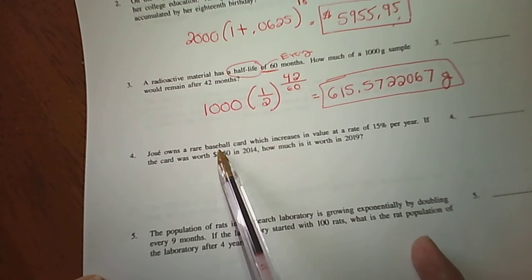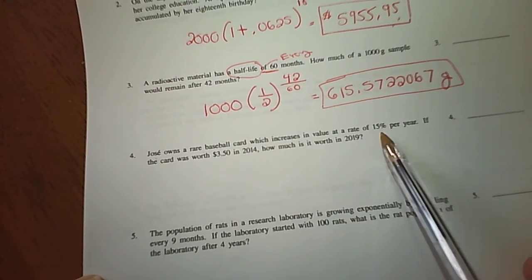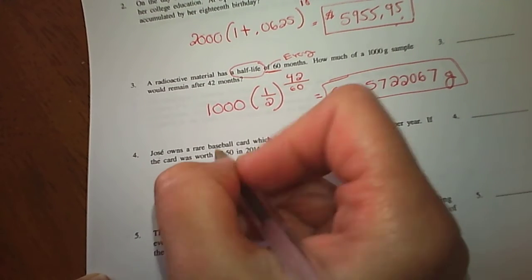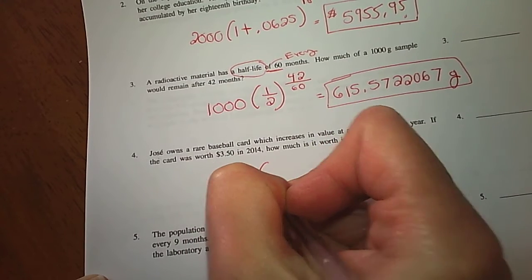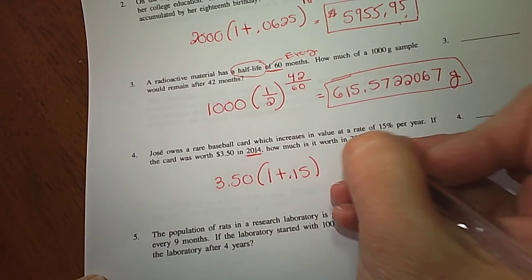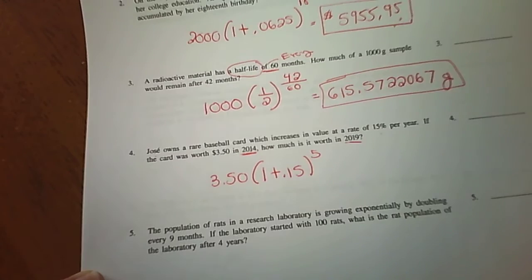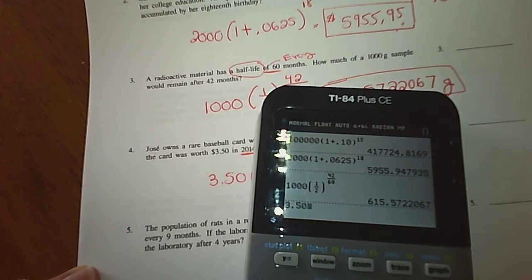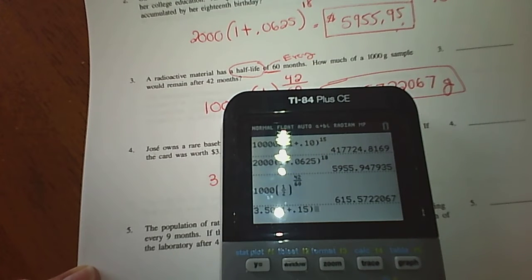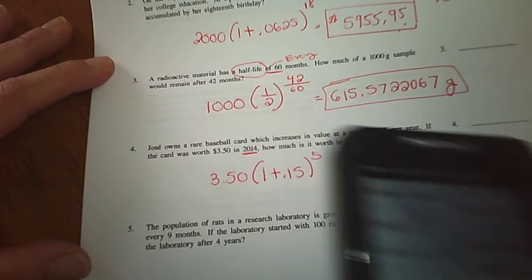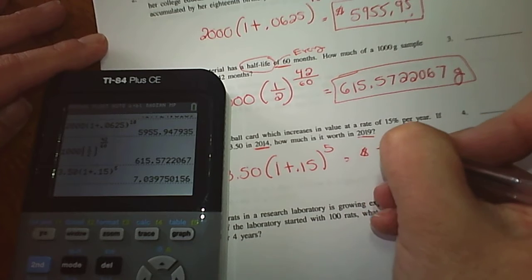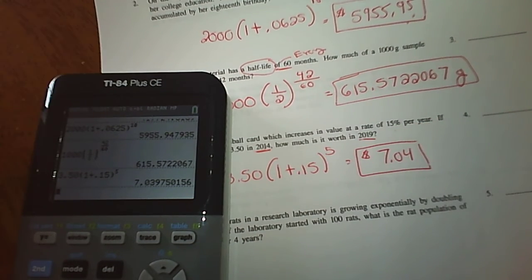Jose owns a rare baseball card which increases in value by 15% per year. If the card was worth $350, how much? Okay, so the original price is $350. 1 plus 0.15. 2014, 2019, that's 5 years later. 350, 1 plus point, was it 15? And 5 years later. Now, it's money. And they didn't tell us what to round to, so we go to the nearest cent. $7.04 for that one.